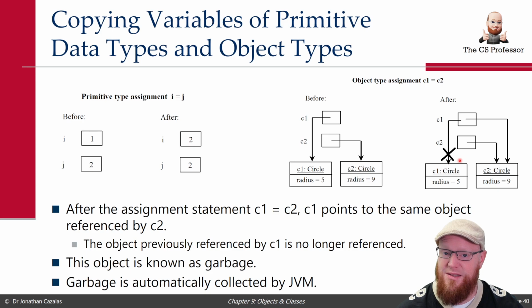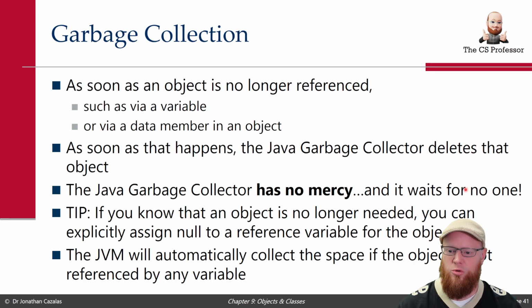And in fact, in addition to that, this object that was initially referenced by c1, by the variable c1, is no longer referenced by anyone, and it is therefore considered garbage. That is the official term, garbage. And garbage is automatically collected by the Java garbage collector via the Java virtual machine.